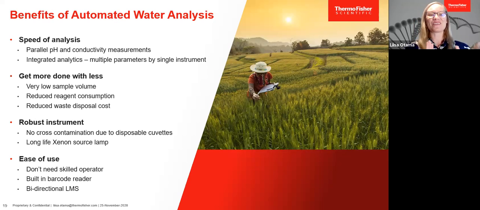Speed of analysis. Of course, we do multiple parameters simultaneously, including pH and conductivity, in a single instrument system. You get more done with less. So very small sample volumes, very small reagent consumption, and very small waste generation. Robust instrumentation. We don't get cross-contamination because of the disposable cuvettes. The long-life xenon flash lamp, in comparison to halogen lamps that we see often in automated instruments.